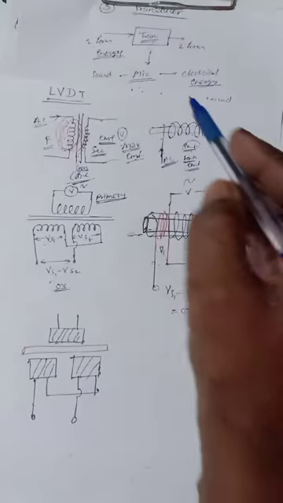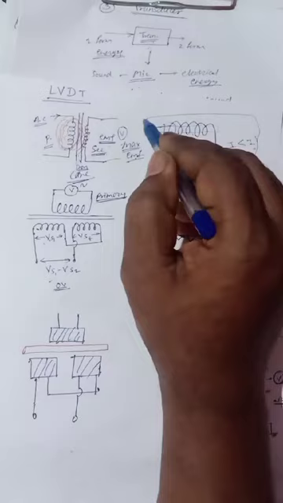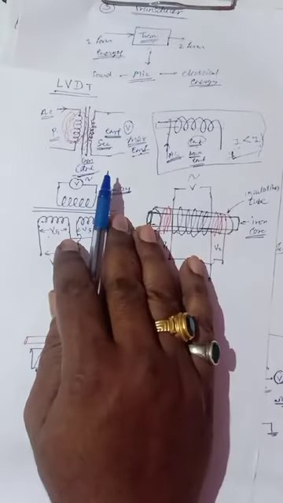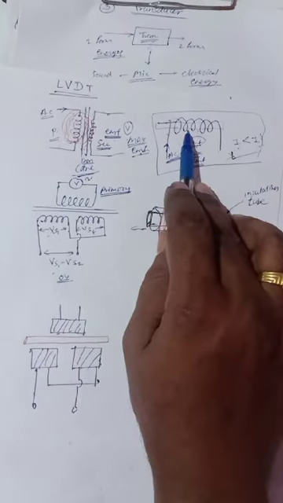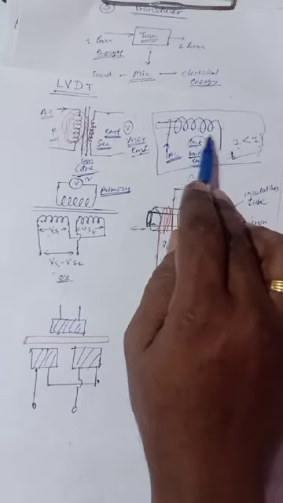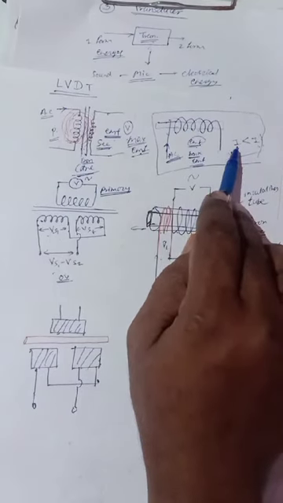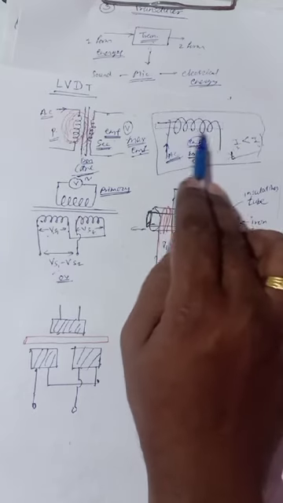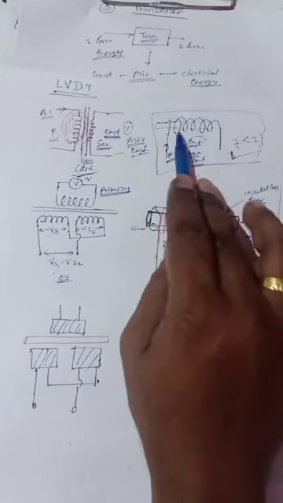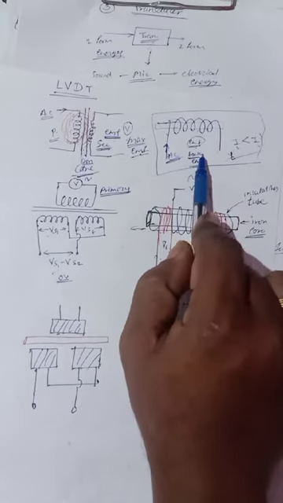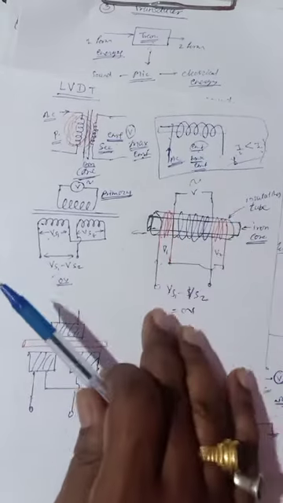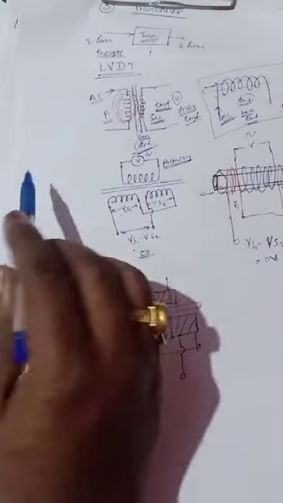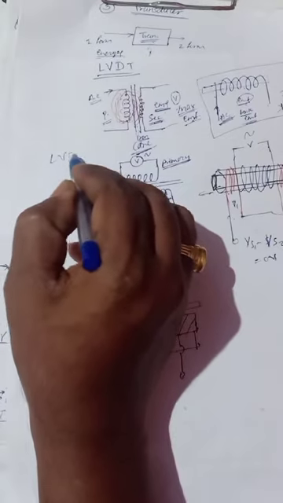So this is the basic thing you have to know. An iron core coil has greater inductance than the air core if the number of turns and wire used are the same. You have to keep this in mind. So now we see the LVDT.